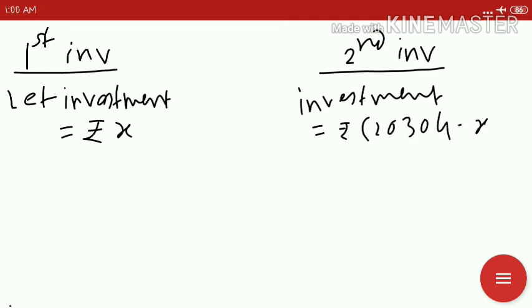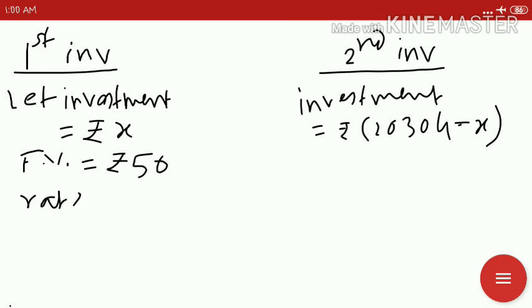So here it will be 20304 minus X. This is the investment for the second type of share. In the first type of share, the face value is rupees 50, rate is 9%, and the market value we need to find, because I have already mentioned that for this type of sum, it is given that the dividends are the same. That means we need to calculate the dividend for both types of shares.